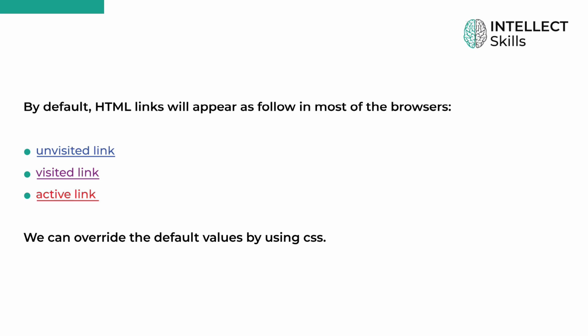Okay, so now let's move ahead. So by default, HTML links will appear as follows in most of the browsers. So we have three different types of element state that are mentioned below. The first is the unvisited link, that is underlined and has a blue color by default. The second is a visited link, which is underlined and has a purple color by default. And the third is the active link, which is underlined and has a red color by default. So let's dive to our code editor and see this in action.